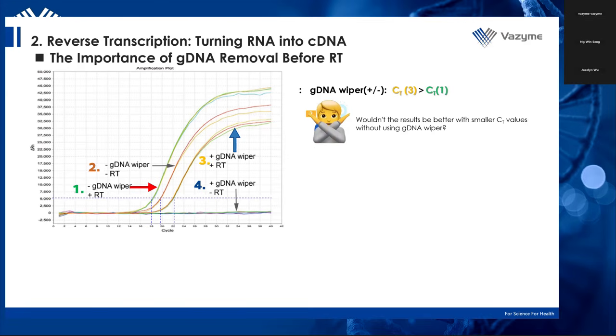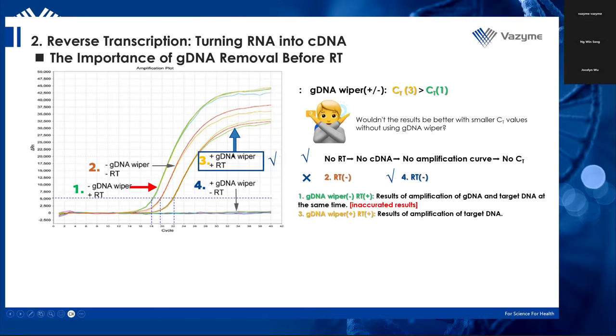So why wouldn't the results be better if we have smaller CT values without using gDNA wiper? What this means is that when you have gDNA in your qPCR protocol, the CT value, which is the value that is detected, will be smaller. You can tell this very easily if you have two amplification curves, one with a smaller CT value, one with a bigger CT value. That means the smaller CT value is most likely a result of gDNA contamination. So that is not the result that you actually want. That's not what you want to study. You want to study the RNA.